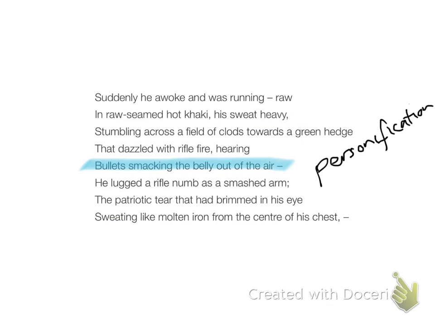Now, I've highlighted this piece of personification in line 5 because it's got quite a few interesting effects. Firstly, it suggests the violence which is being done to nature through this conflict, but also in combination with the simile here in the following line, it hints at some of the injuries which may be being done to the soldiers who are falling around him.